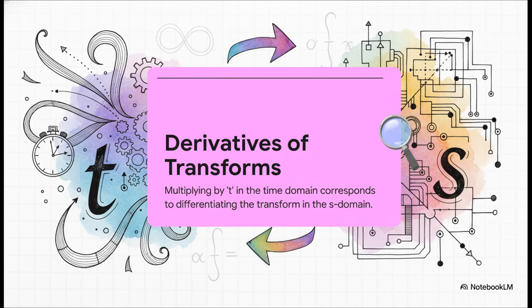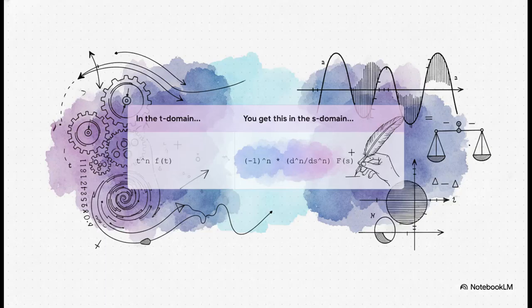Okay, this one is super powerful and honestly a little weird when you first see it. A simple multiplication by t over in the time domain corresponds to the much more complex operation of taking a derivative over in the s domain. It's this kind of beautiful, almost strange symmetry between the two domains that gives the Laplace transform so much of its power. And here's the formal rule.